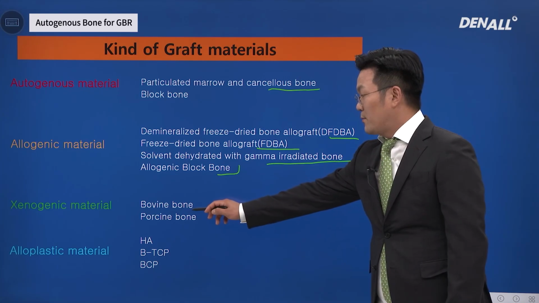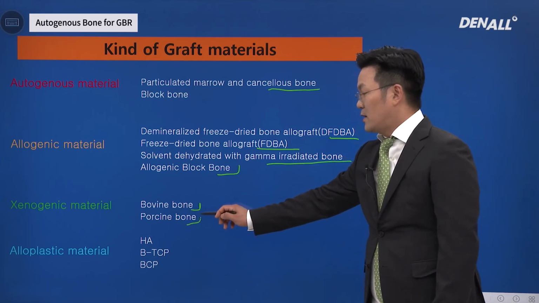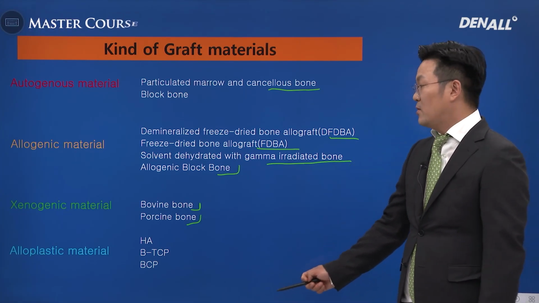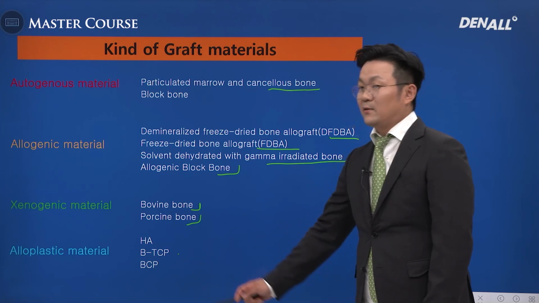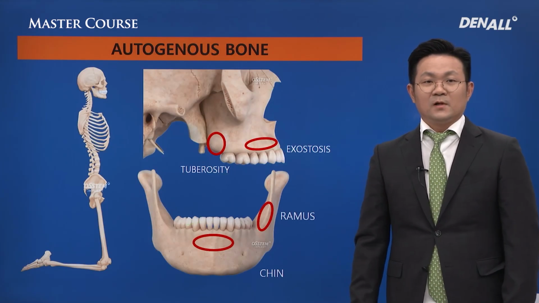Bovine bone is the most widely used xenogenic material. Porcine bone is another xenogenic material. Alloplastic materials include HA, beta-TCP alone, and BCP, mixing those two above.